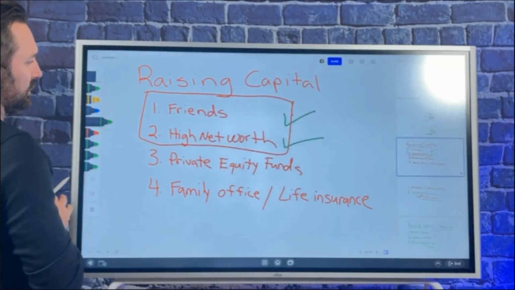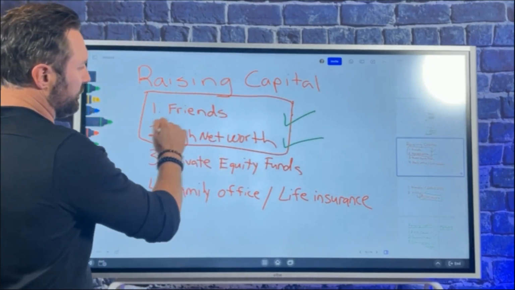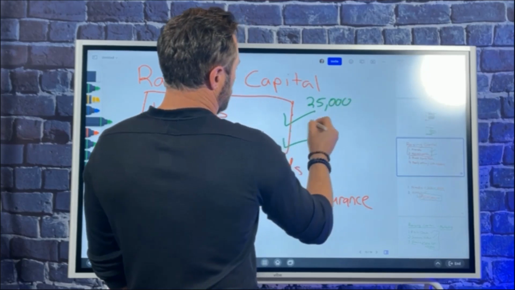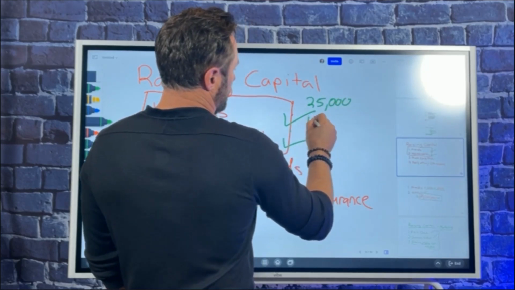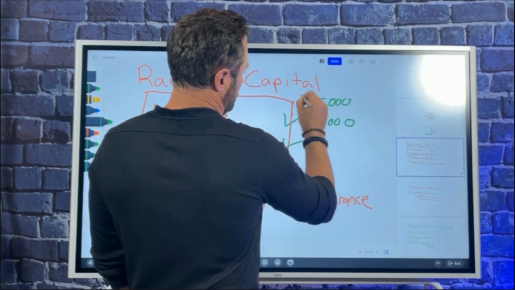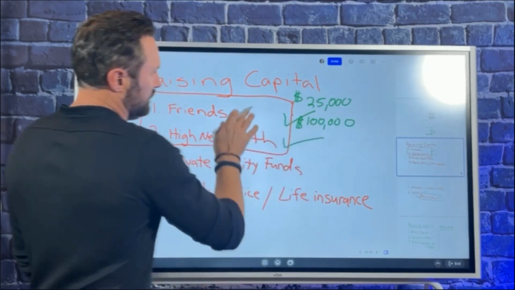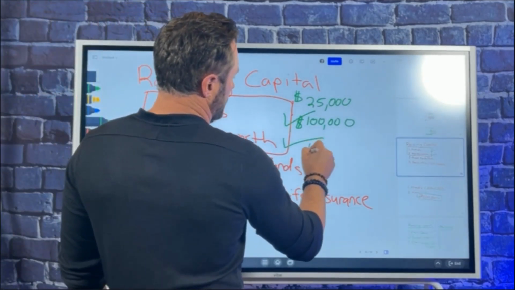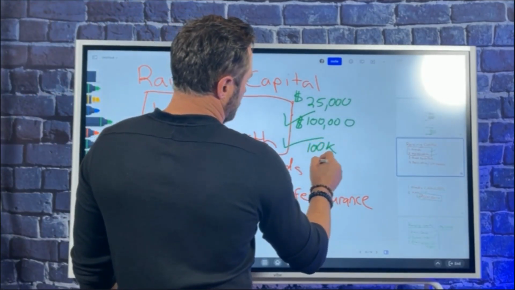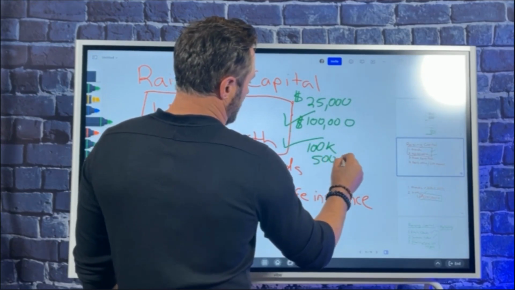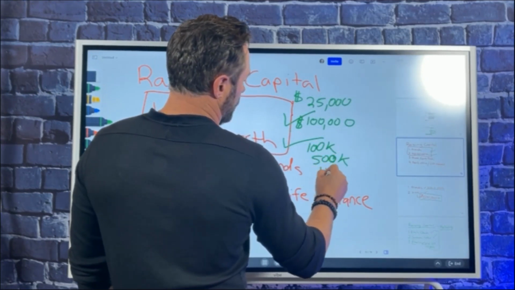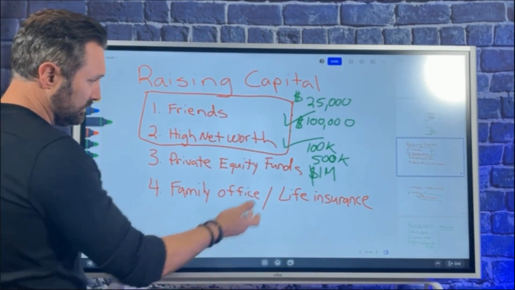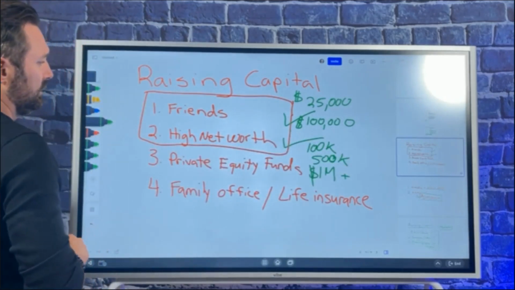Friends and family, high net worth individuals. Just to give you an idea, friends and family, you're going to be somewhere between $25,000 and, let's call it, $100,000 check size. Okay, $25,000 to $100,000 check size. High net worth individuals are probably going to be 100K to 500K checks. You may even get a 1 million check here. Okay, somewhere in there, maybe 1 million plus, possible.